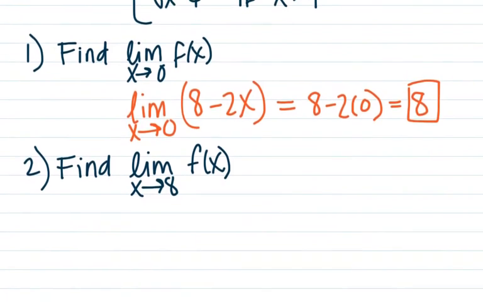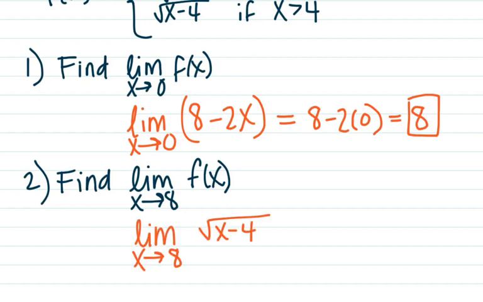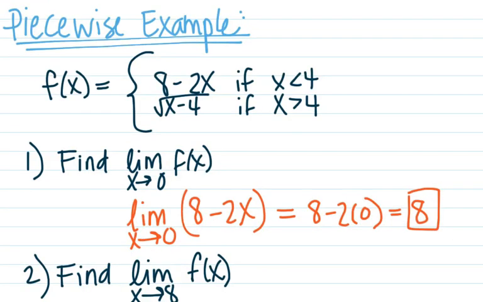Again, we're going to rewrite the limit, actually writing out the piece that we will be using, and then it's just direct substitution from there. So this is going to be the square root of 8 minus 4, which is the square root of 4, which we'll evaluate as a 2. Basically anytime the number you're finding the limit of is part of the domain, you can pretty much use direct substitution and it should work fine.